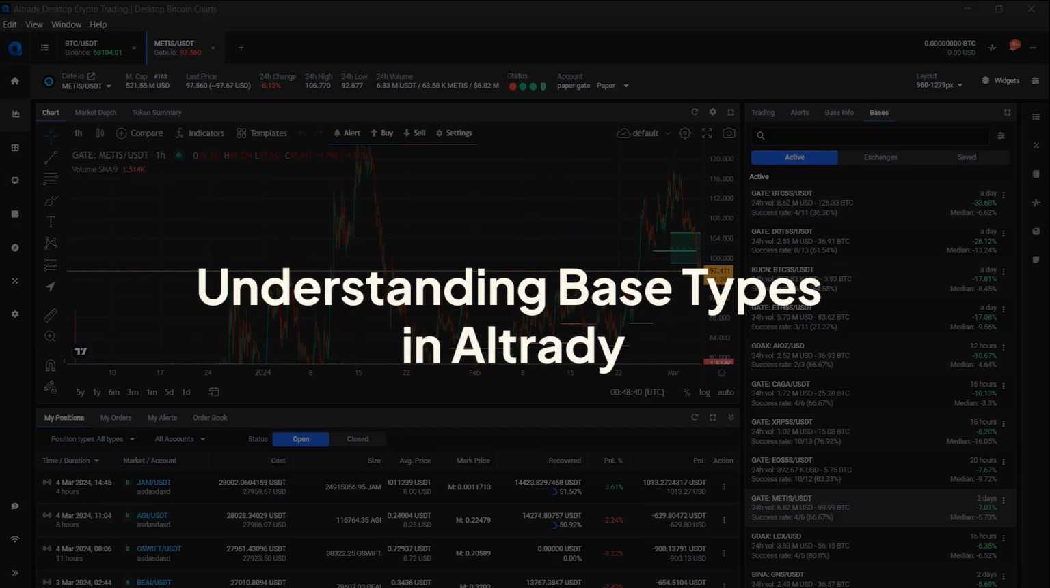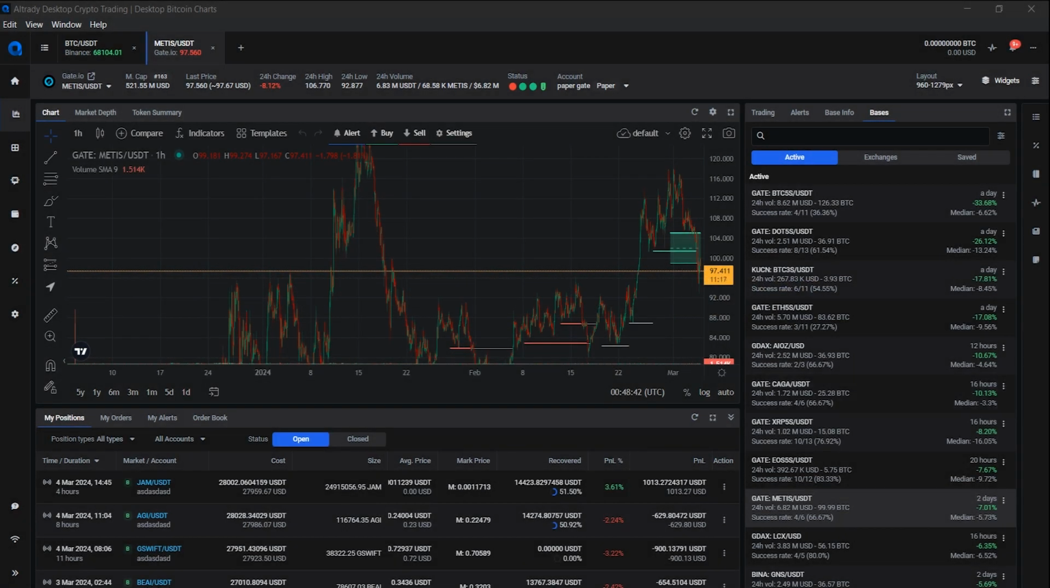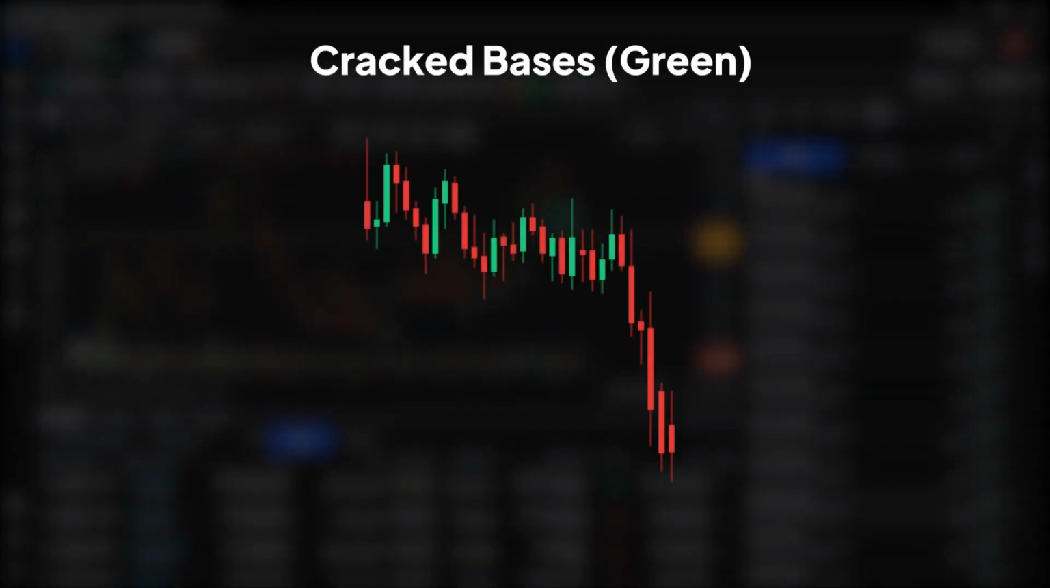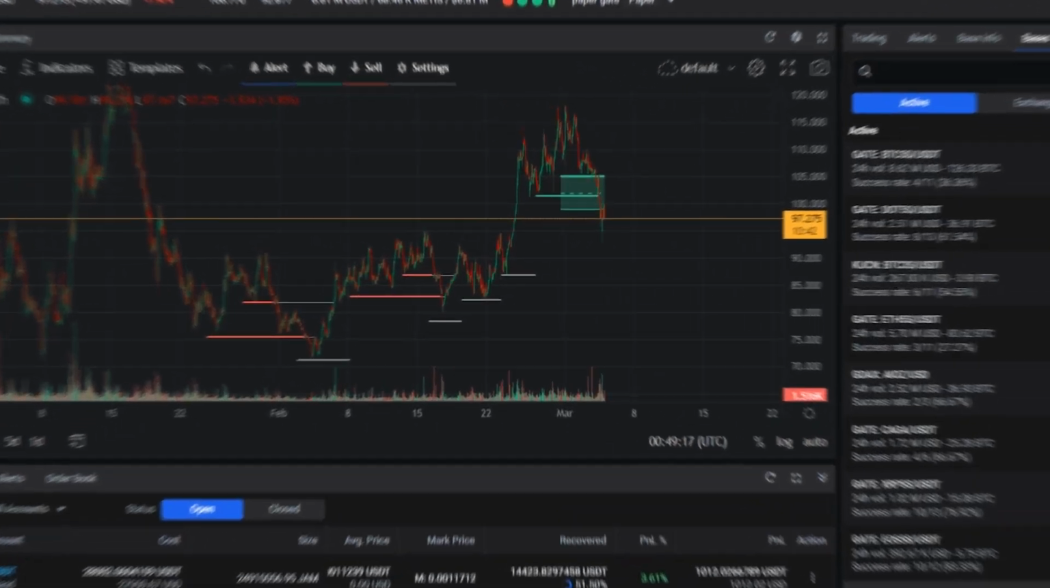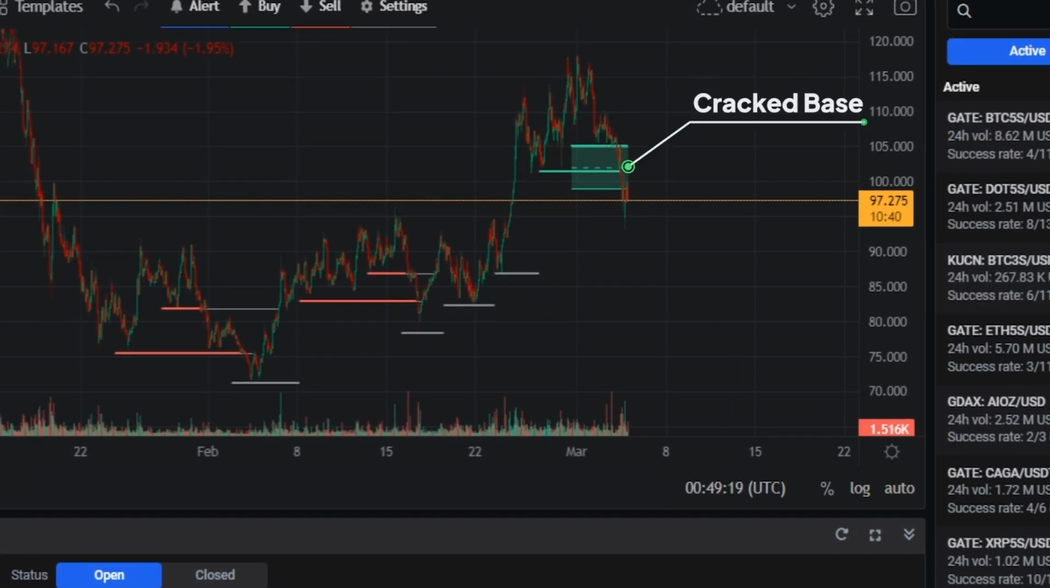Understanding base types in Altrady. Now that we have all the base widget filters set up, we need to understand the types of bases in Altrady. In Altrady, we categorize bases into distinct types to aid in decision-making. Cracked bases, green. These bases have been breached or cracked, signaling a potential buying opportunity in the asset. When a base is cracked, we want an alert for this. We want a crack that leads to a panic below the base.